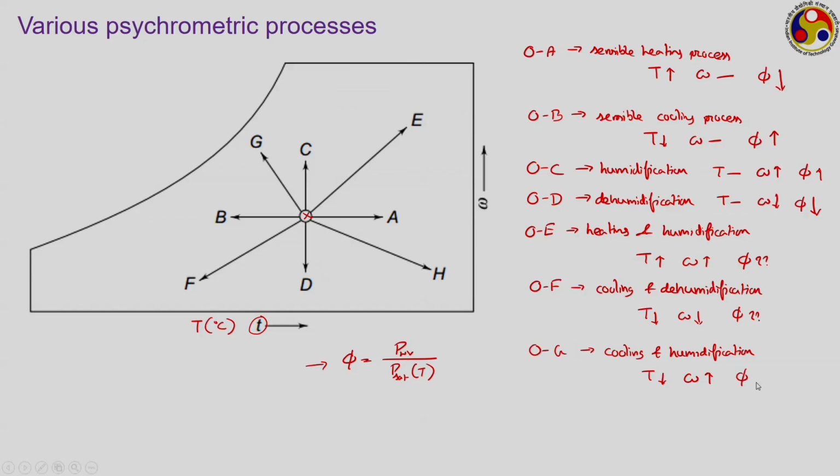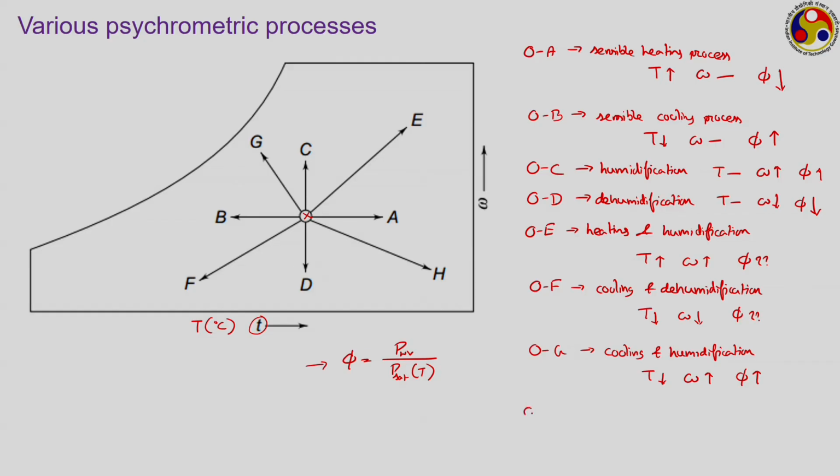What will happen to phi? We can say from the chart, here this point G is moving towards the saturation curve. So, phi should increase, and from the mathematical expression, here the moisture content is increasing. So, the partial pressure for water vapor, that is in the numerator, that will increase, and saturation pressure, as the temperature is decreasing, the saturation pressure will decrease. So, we are having the numerator increasing, denominator is decreasing. So, phi has to increase on both counts.